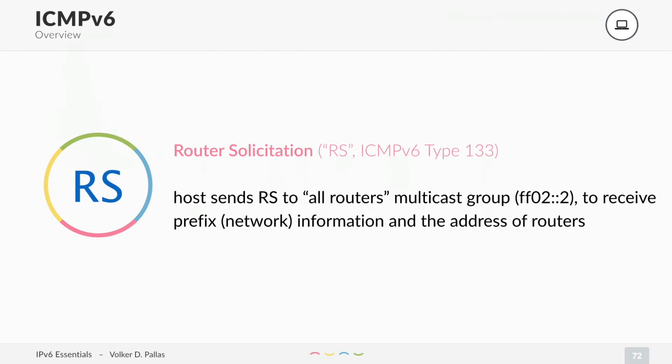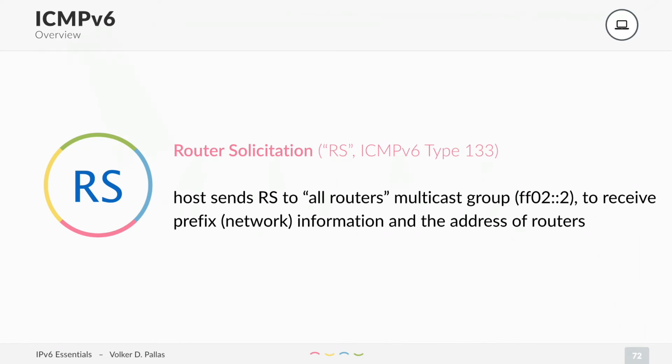Router solicitation. This is ICMPv6 type 133. It's also called RS. Your host will send an RS to the all routers multicast group, which all routers are listening to, to receive the prefix information and the address of the routers.